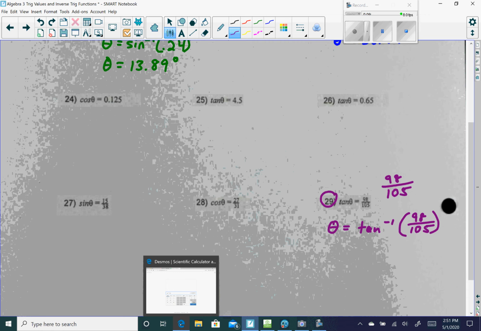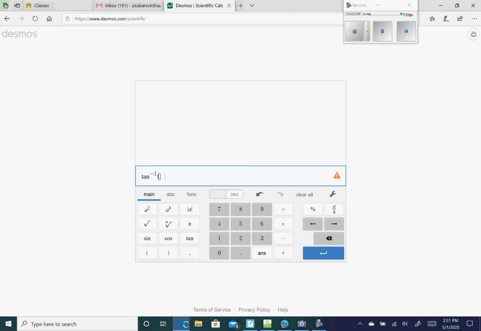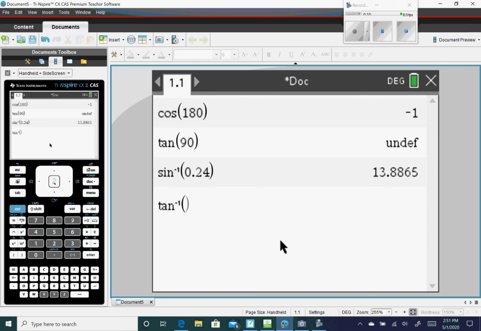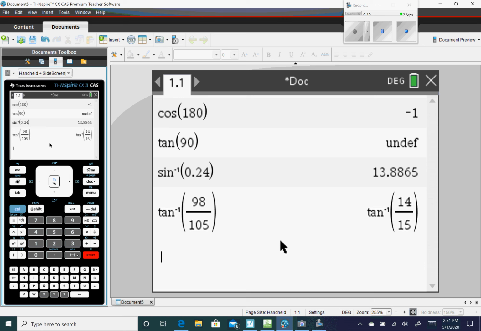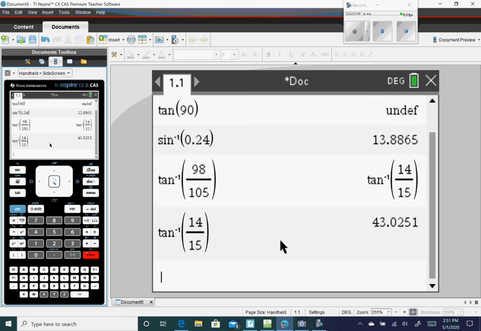Just to show you here, we'll clear this out. We'll go to function, inverse tangent. Let's go back to main. And then all we have to do is type in 98. As soon as you hit divided by, it's nice, it turns it into a fraction here. So 98 over 105, the inverse tangent of that is 43.03 degrees. Also showing you on the Inspire calculator here, we'll go to inverse tangent of 98 divided by 105. Hit enter, and then we'll hit control enter, and we're getting 43.03 degrees here.